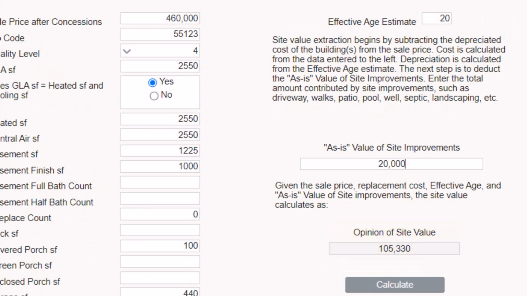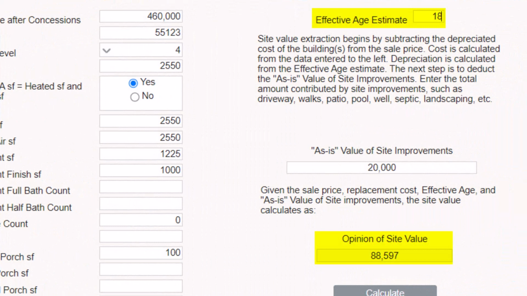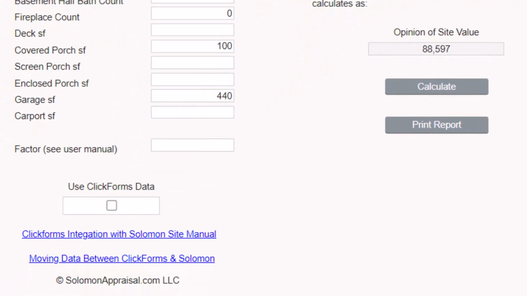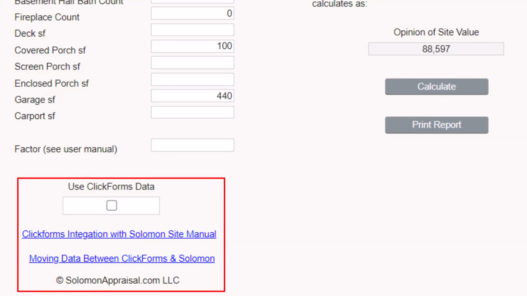Small changes in effective age have a large effect on site value. This is because there is a direct trade-off between site value and depreciation for a given cost and market value. As with other Solomon calculators, you can print the report or take a screenshot for your work file. If you have extracted a multiplier from your market in Solomon Cost New, use that along with the word base for zip code. Solomon does integrate with ClickForms, with instructions available by clicking the links.